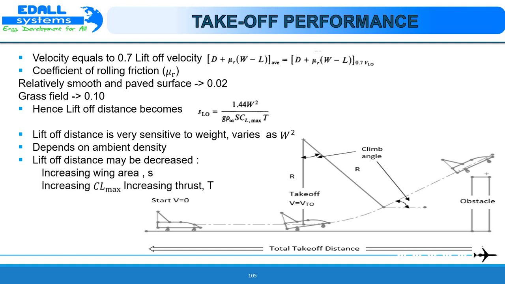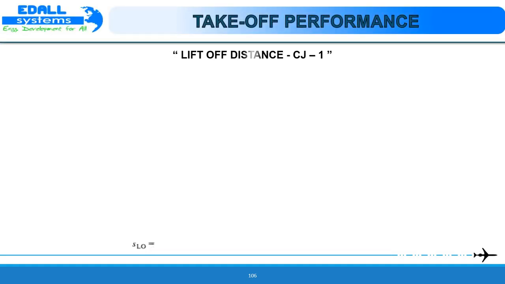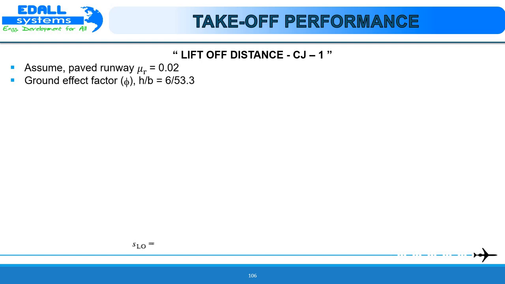The lift-off distance can be decreased by increasing the wing area, increasing the CL max, and increasing the thrust T. Now let us look at an example of a CJ1 aircraft. Assume that the runway mu_r is equal to 0.02. We have the ground effect factor h by b equal to 6 by 53.3, which is equal to 0.764.